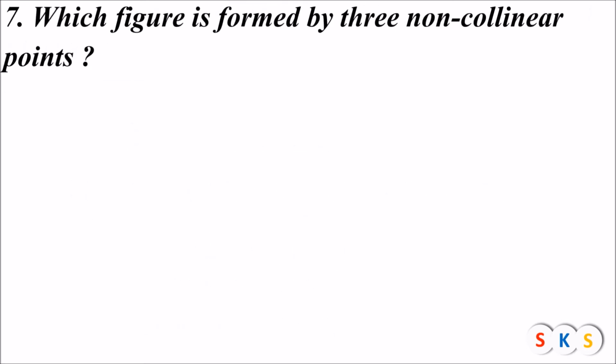Here we have question number 7. Which figure is formed by 3 non-collinear points? Now we will take 3 non-collinear points. Non-collinear points mean they do not fall on the same line. Or you can say that if we join them, they will not make a single line. Now we'll join all the 3 points.